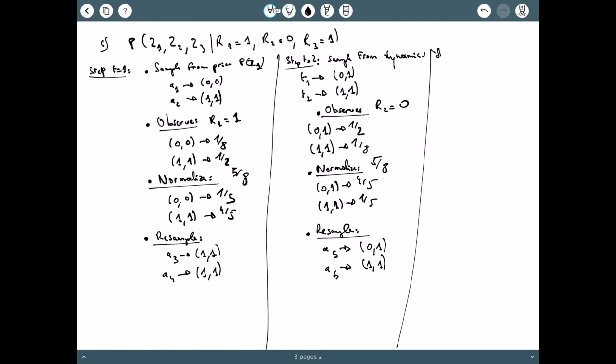And now finally, step t is 3. Well, we use the transition function again. So t3 is left, which means that 0, 1 will end up in minus 1, 1. The other particle will stay. So we'll have one particle in minus 1, 1, another one in 1, 1. Now, so we apply the transition here. Then we observe.